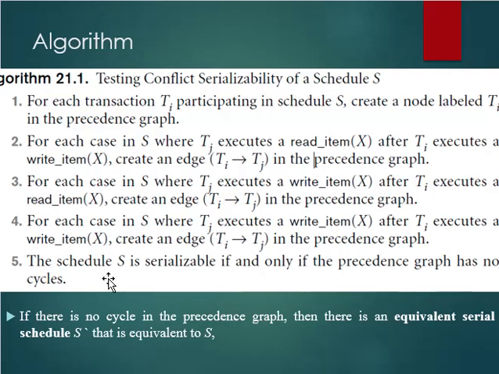The schedule is serializable if and only if the precedence graph has no cycle. That's the last conclusion. If there is a cycle, then that indicates that the schedule cannot be serializable.